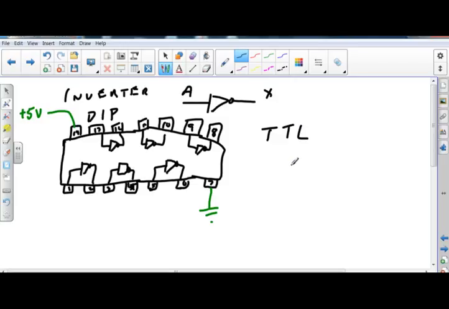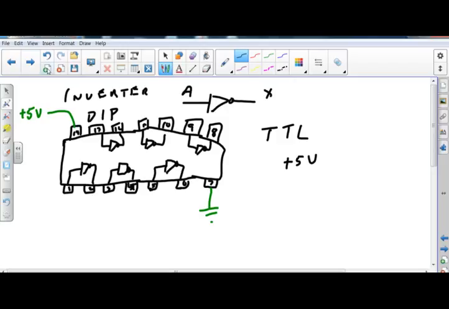The problem was this takes 5 volts. With 5 volts, that's not very much, right? That's not going to cause too much current. But as we put more and more of these on a chip, we end up getting hotter and hotter, and it became a problem, and we had to do it differently.